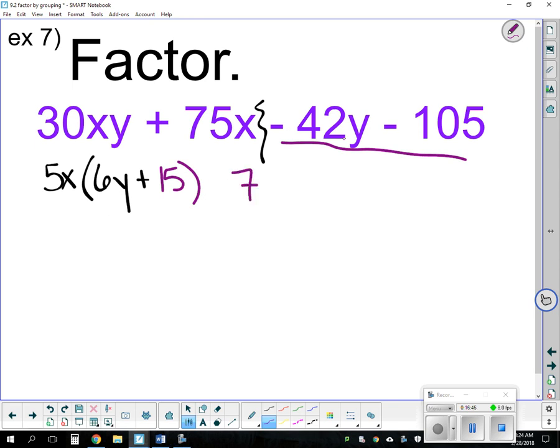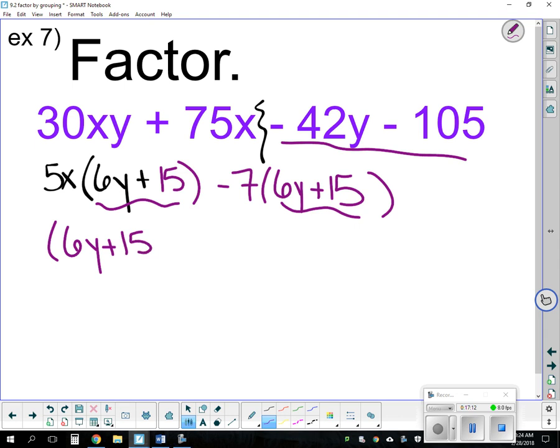See how these are both negatives though, and these are both positives? That means what we get in our parentheses, we're going to want to be positives. So to do that, we'll have to pull out a negative 7. So that leaves us with 6y plus 15. And our parentheses here, they do match. So I can factor that out. And then I could have 5x minus 7 left over. Anybody see anything wrong with that?